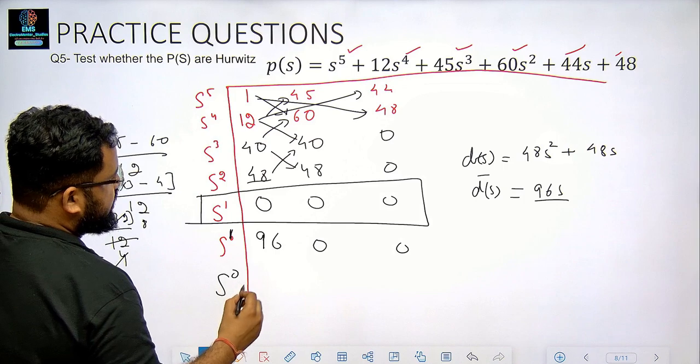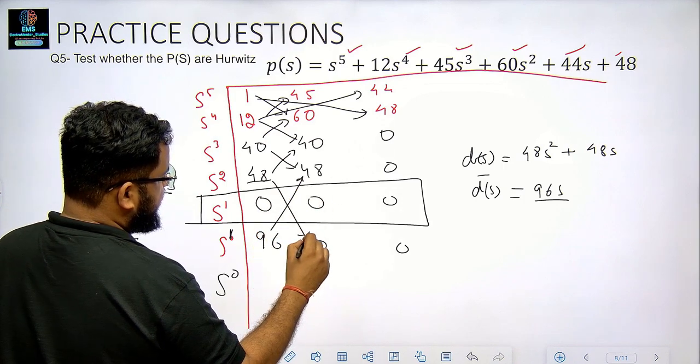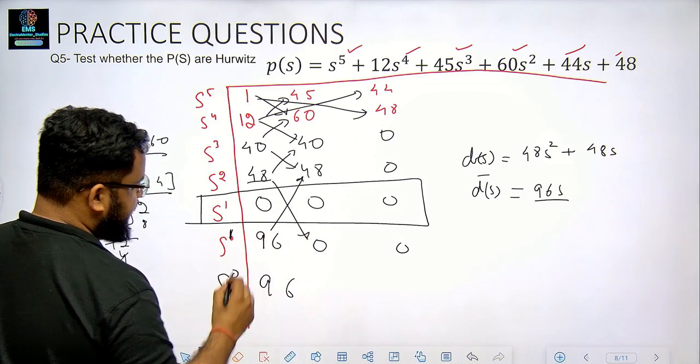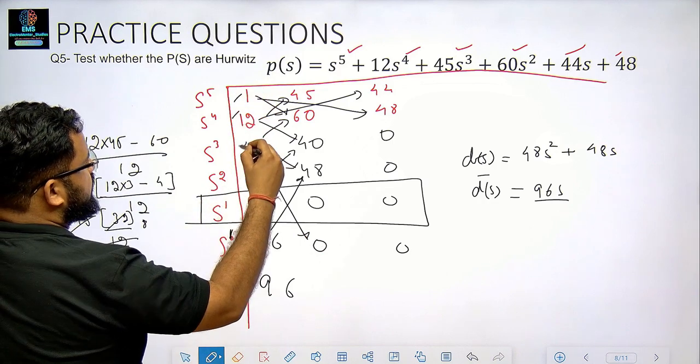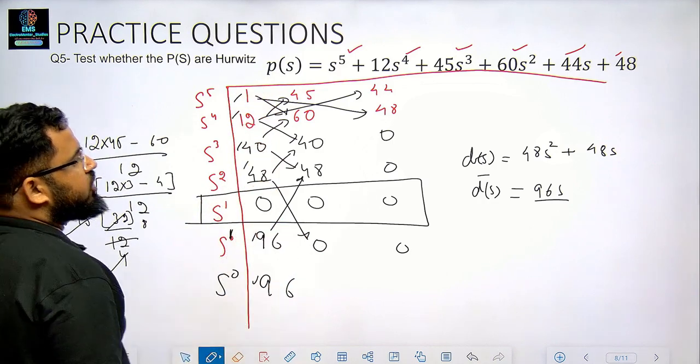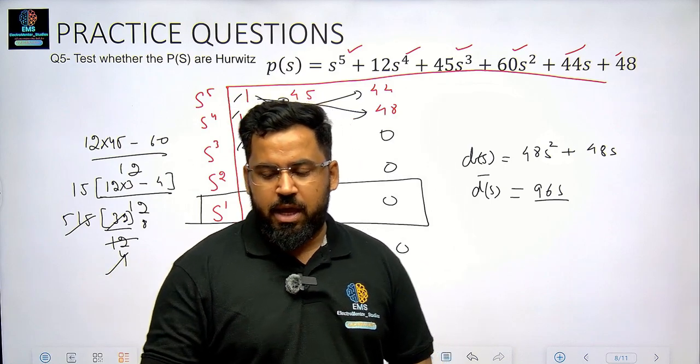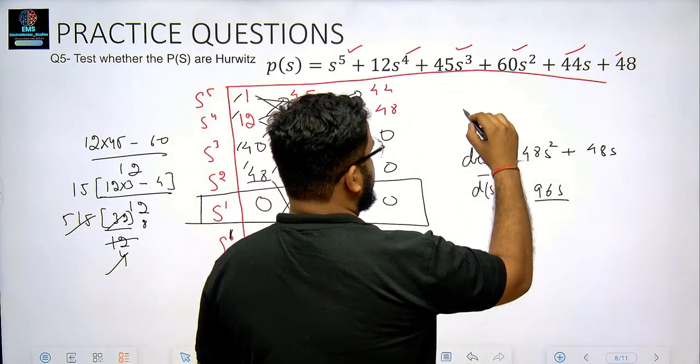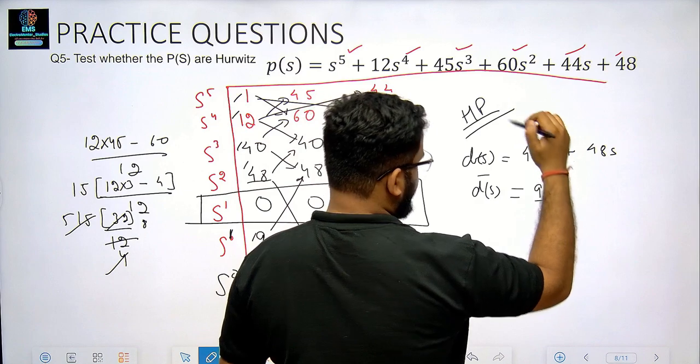Now I can calculate s0. So 98 this, and I'm going to get 96 again. All the terms in my first column are positive. Hence, this is also a Hurwitz polynomial.